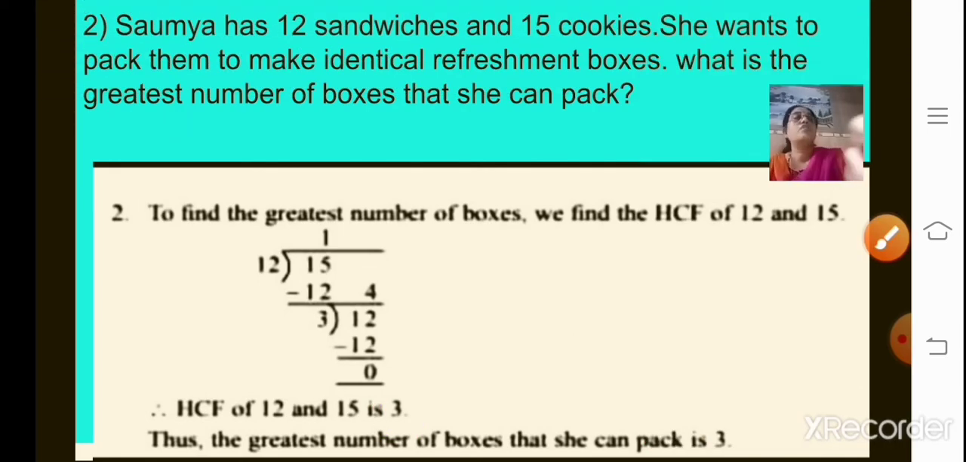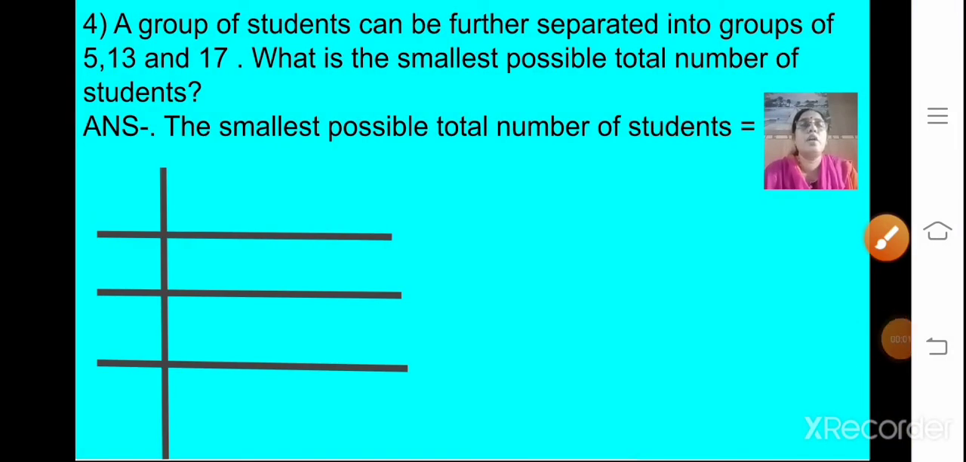Okay. So in the question itself, you will have some keywords which tell us whether the type of question is HCF or LCM. Coming to the next question. A group of students can be further separated into groups of 5, 13 and 17.